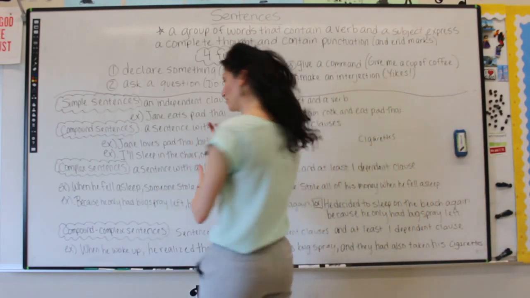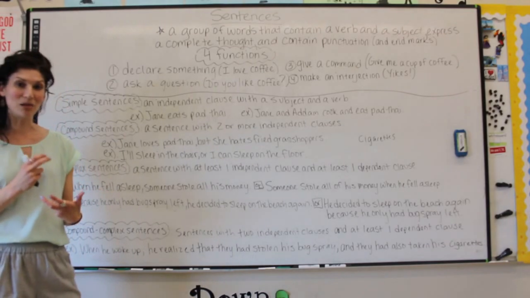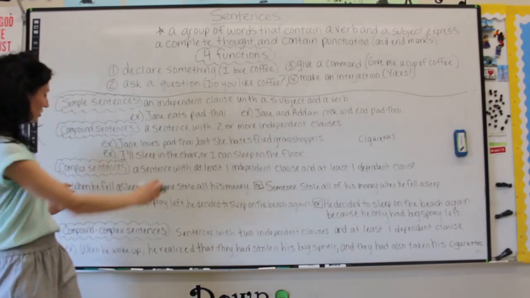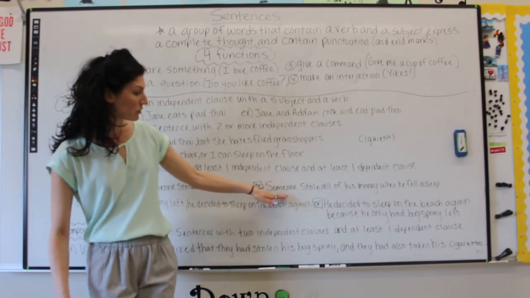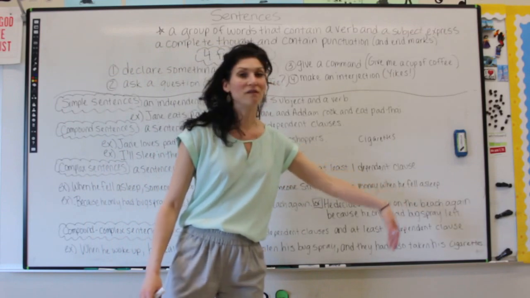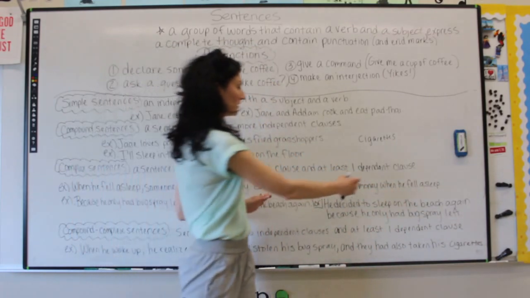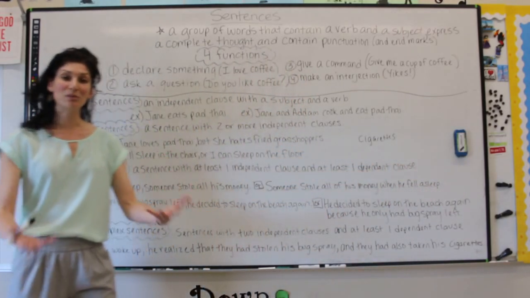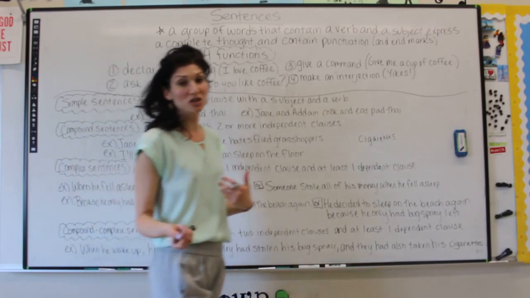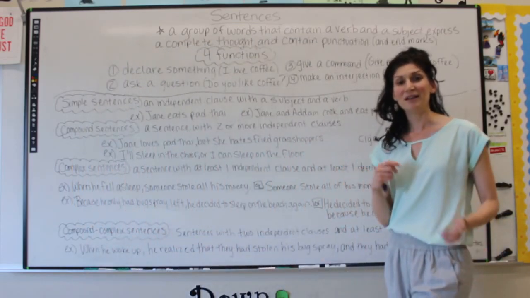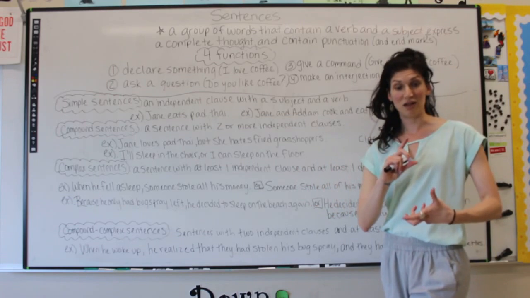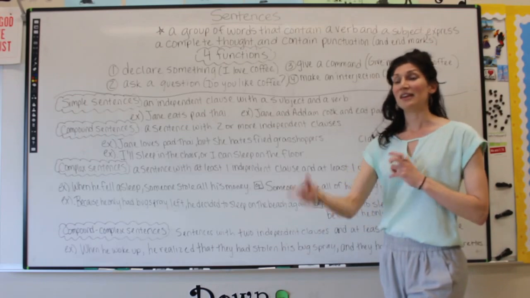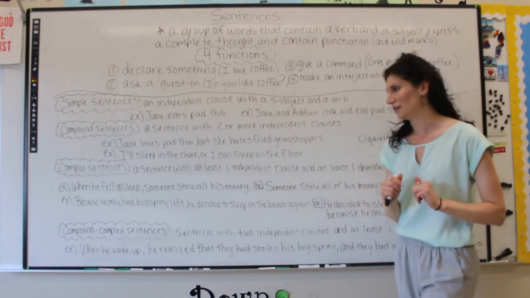However, if you switch them around and you make the independent clause come first, you don't actually need a comma. So if you take a look, I switched these two around over here, and I wrote, someone stole all of his money when he fell asleep. And you'll notice that between the independent clause and the dependent clause, there is no comma, okay? So if the independent clause comes first, there doesn't have to be a comma to separate the independent clause and the dependent clause. If it's the other way around, if the dependent clause comes first and the independent clause comes second, then we do need a comma in there.